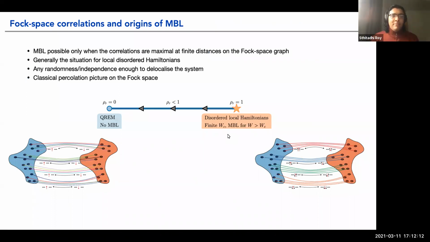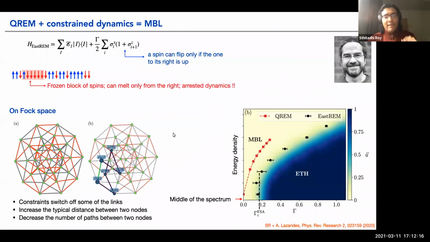Okay, so I must add that not all hope is lost for the quantum random energy model. It can still have an MBL phase in the presence of constrained dynamics inspired from classical glasses. This is just an advertisement. I'm not going to talk about this. It's a topic of an entirely different talk.